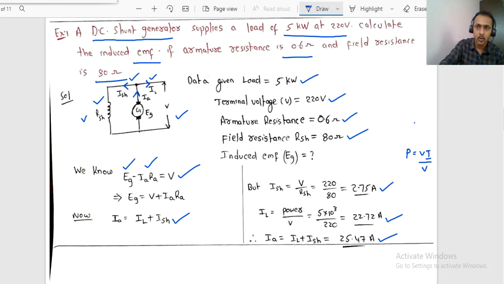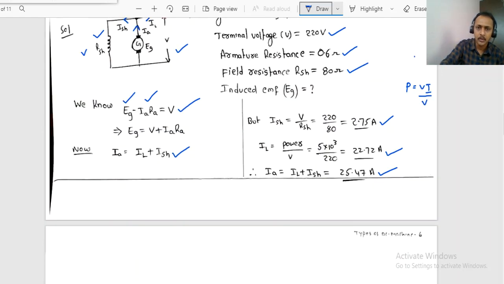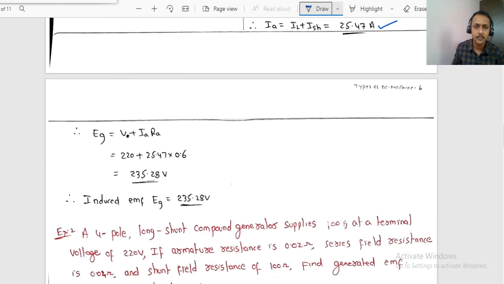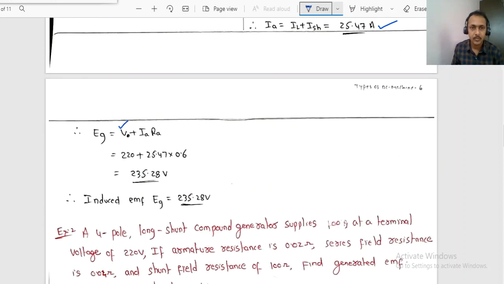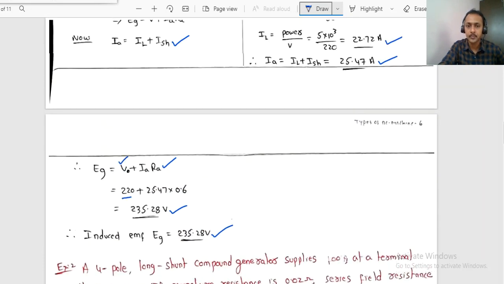Right? So now the induced EMF EG equals V plus IA RA, 220 plus 25.47 into 0.6. So 235.28 volts. 235.28 volts is the voltage generated from the generator, the induced EMF EG.